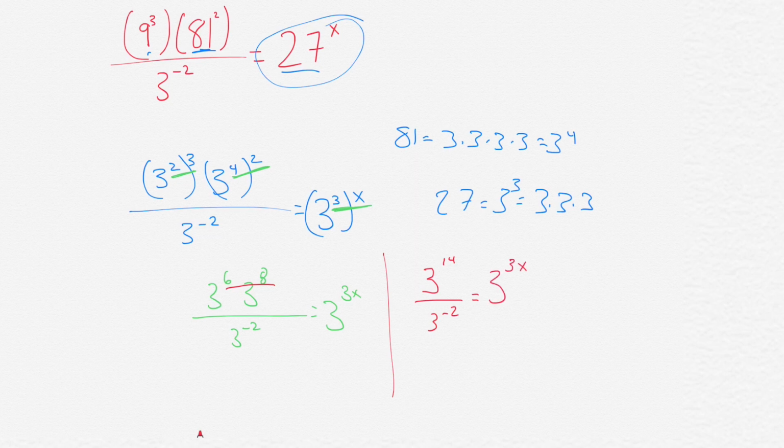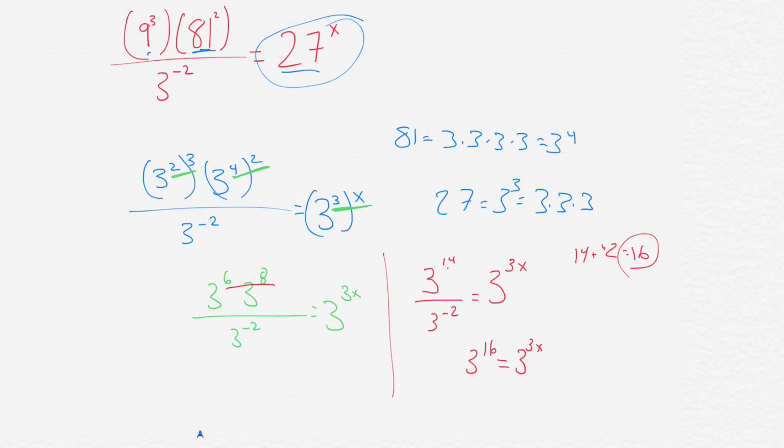And then the next step is, what do we do with this 14 and negative 2? When you have dividing, you would subtract the exponents. So you'd have 14 minus negative 2. So 14 minus negative 2 is like 14 plus 2, so it's 16. So we would have 3 to the 16 equals 3 to the 3x.